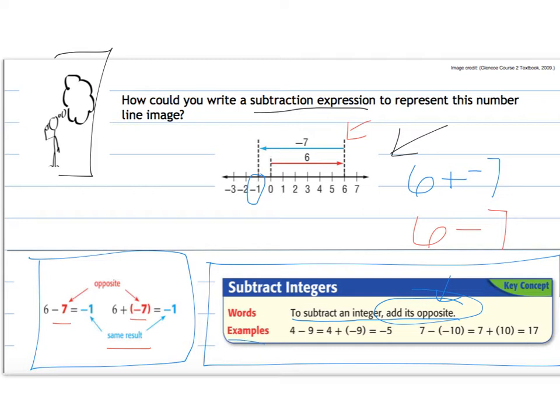So 2 examples here. If we were going to take 9 away from 4, that's really saying we're going to add a -9. 7 minus a -10 is really adding 10.